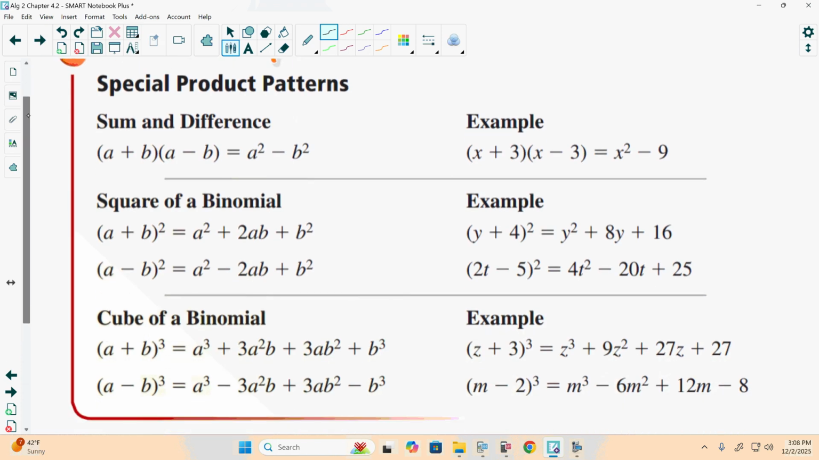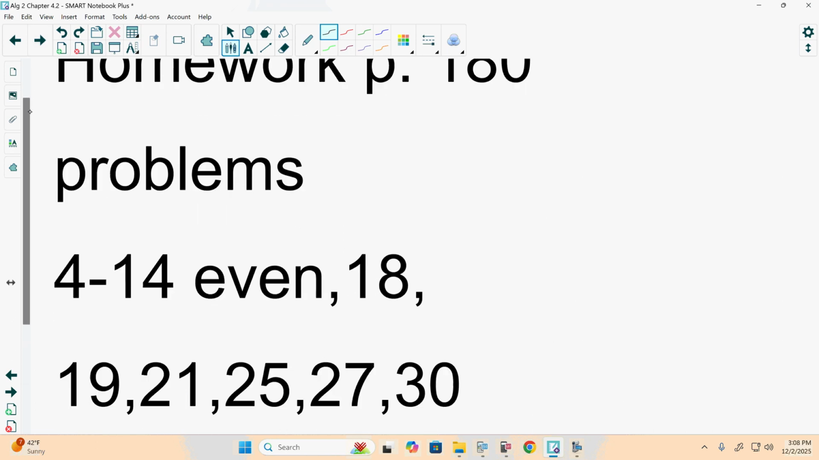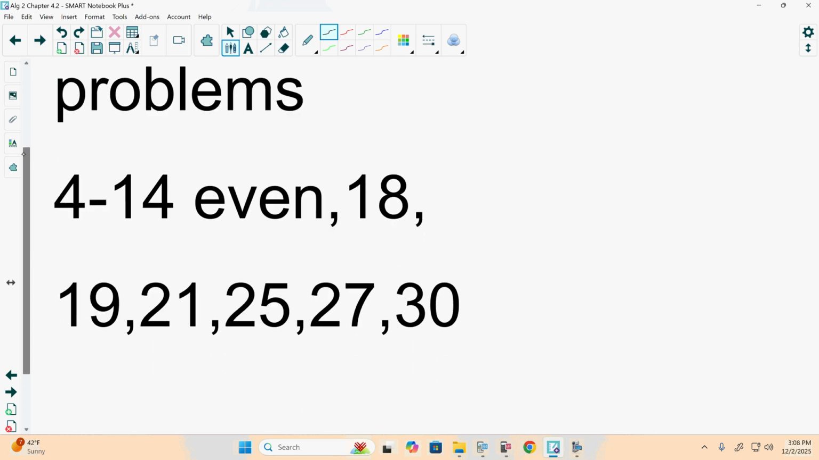Now, I did include this here in your notes, the special product patterns. Really, this is if we notice that we have a plus b times a minus b, or one of these here, it gives us a way to multiply quicker and faster. Are they necessary? Are they required? No. We can still multiply them together and get to the same result. It's just if we notice the pattern, it will work a little quicker. But I'm not too concerned with that there. And that's it for 4.2.